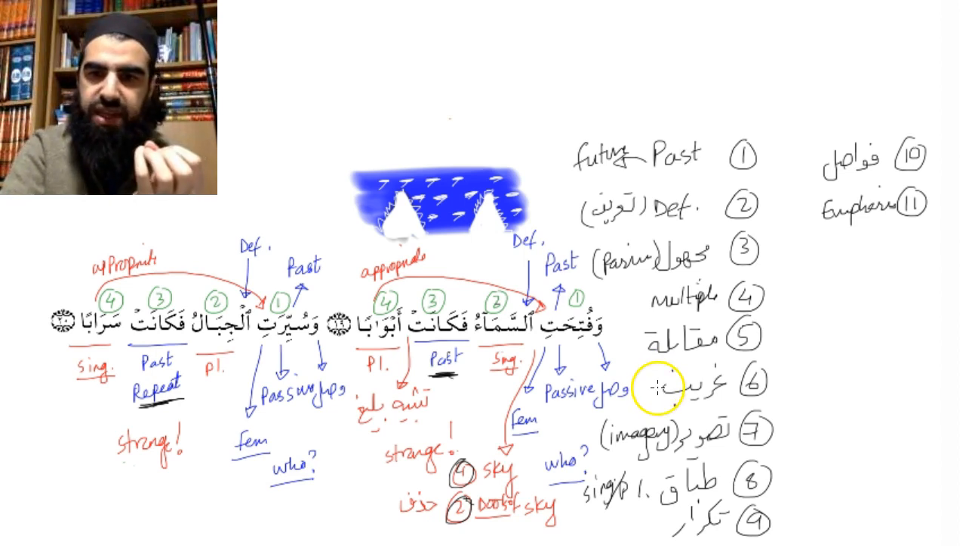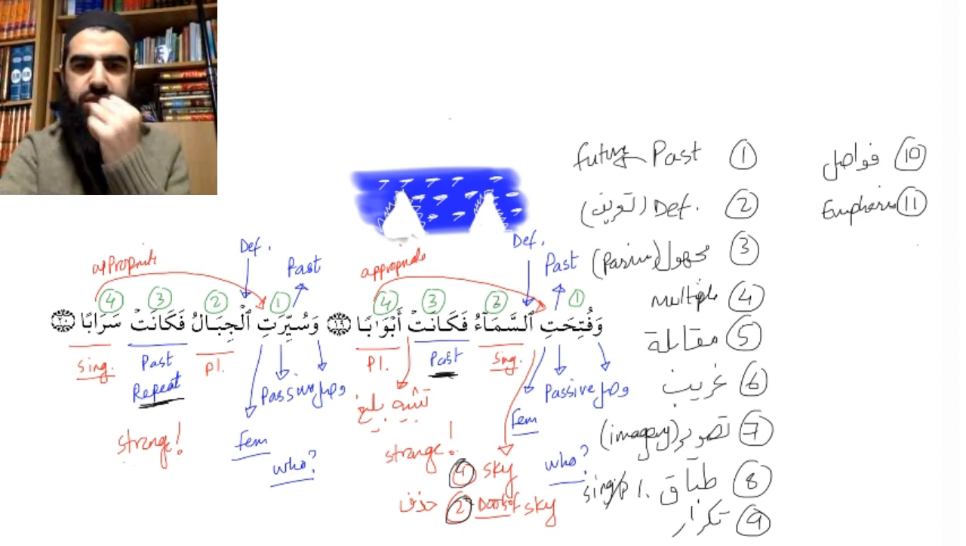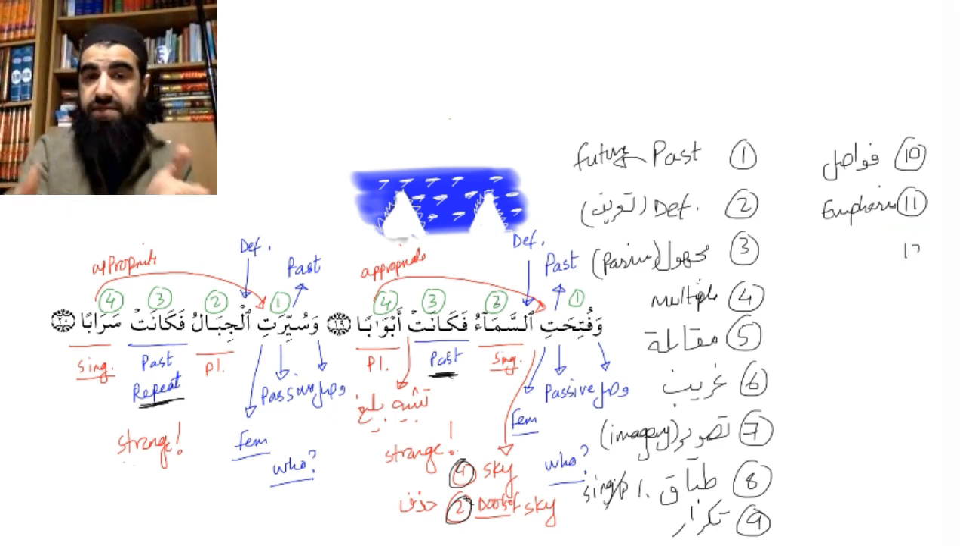Number 11, emphasis. So there's ta'keed over here. There's a high degree of emphasis being used, past tense being used for present. The al is being used over there as well. Fa is being used as well. And the fa is a very interesting point here.